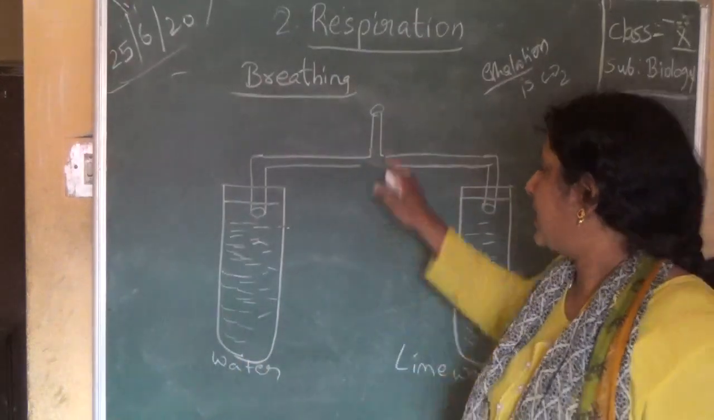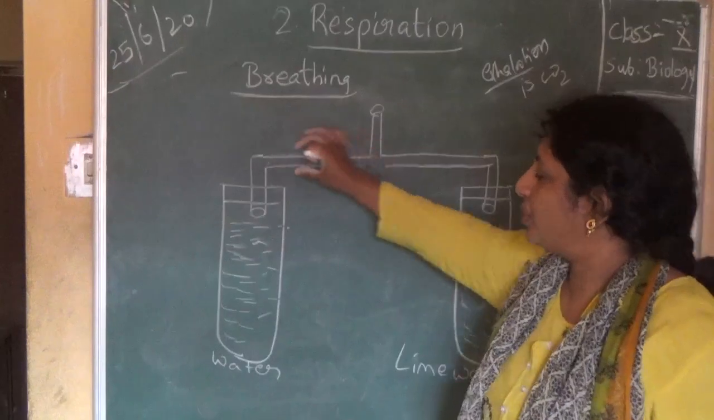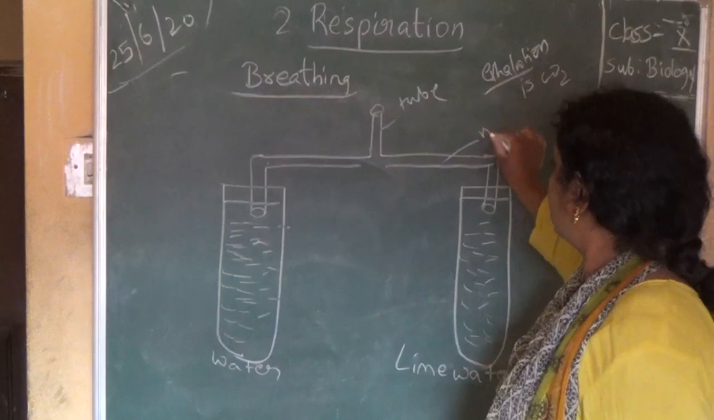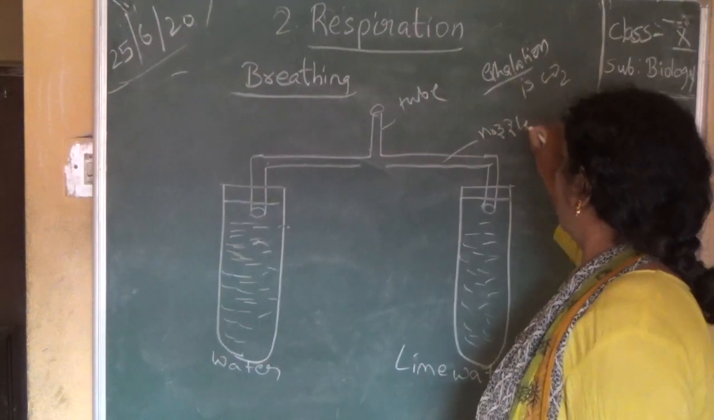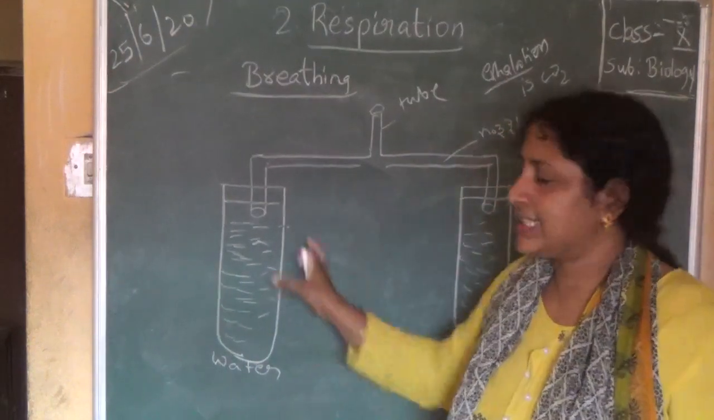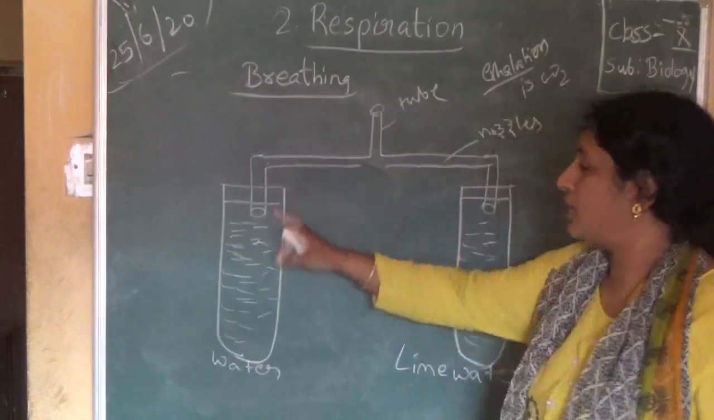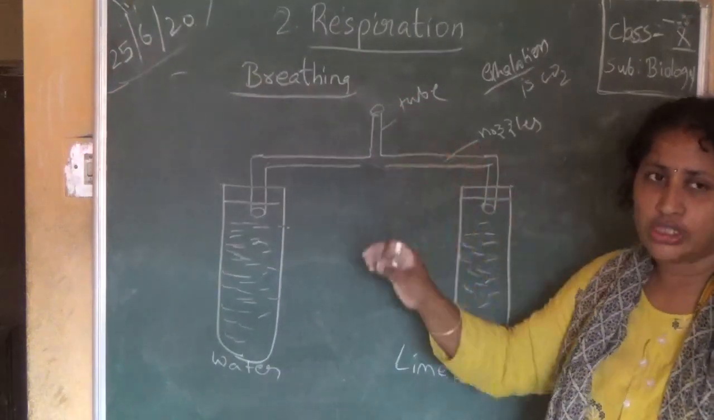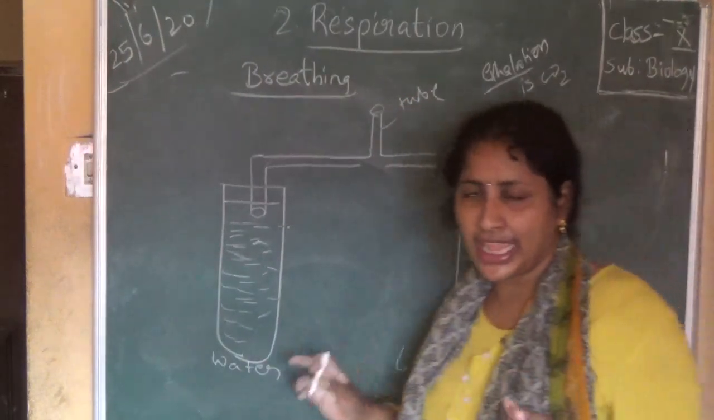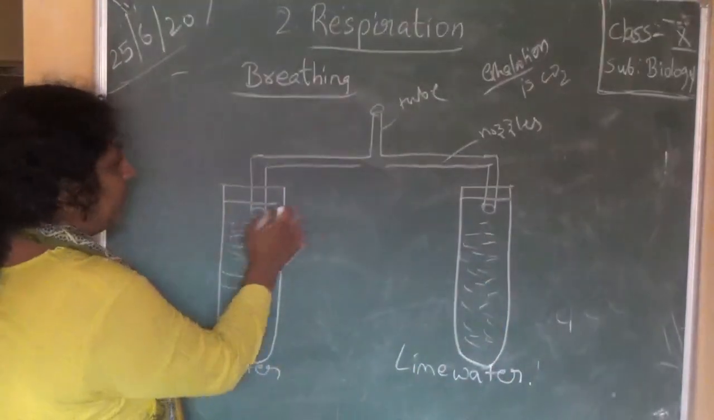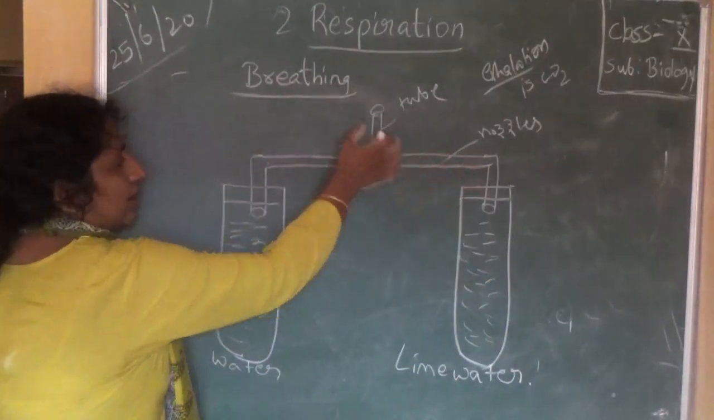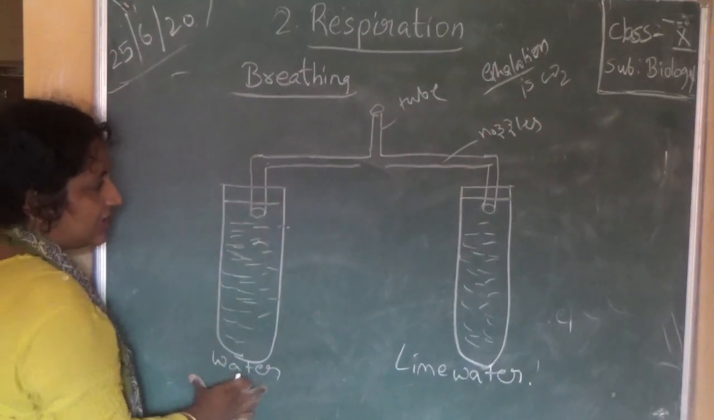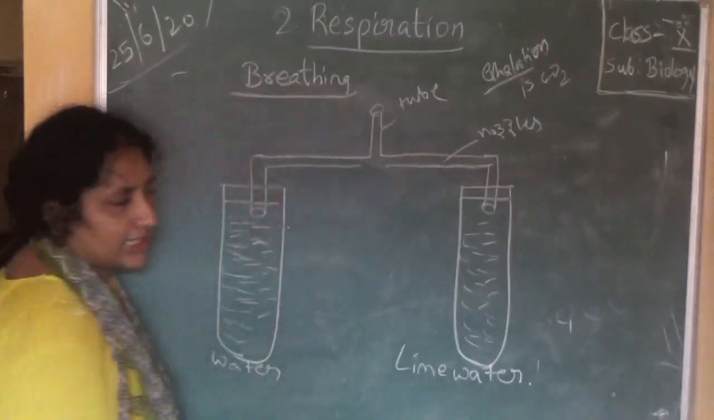Set up the apparatus. Take one tube and insert 2 nozzles. Take 2 test tubes and attach the nozzles, one into each test tube. Nozzles are nothing but openings. Insert this one nozzle into one test tube and another nozzle into the other test tube.